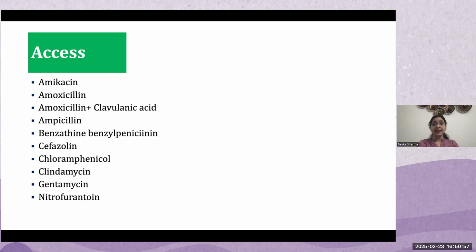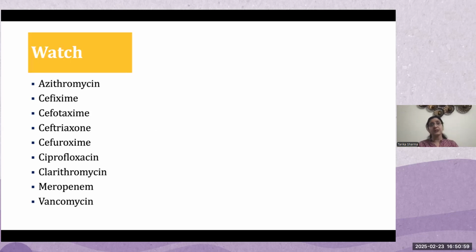The second category, which is the Watch category, includes azithromycin. Again, I would like to highlight here that patients usually have a tendency to take azithromycin even for a very small, common cold kind of condition. But this is again not a very safe drug. Then cefixime, cefotaxime, ceftriaxone, cefuroxime, ciprofloxacin, clarithromycin, meropenem, and vancomycin again come under this category.